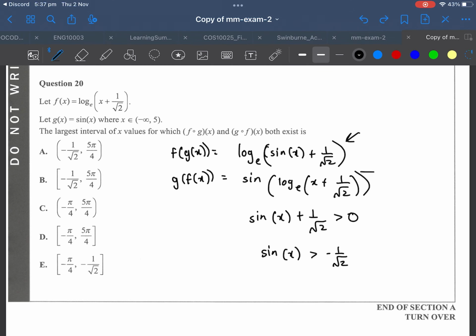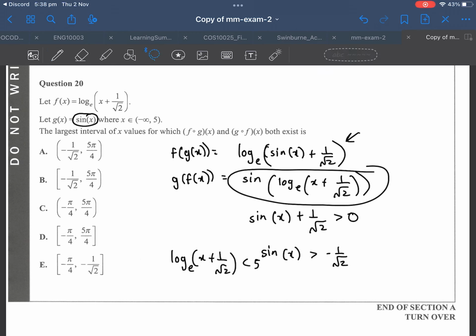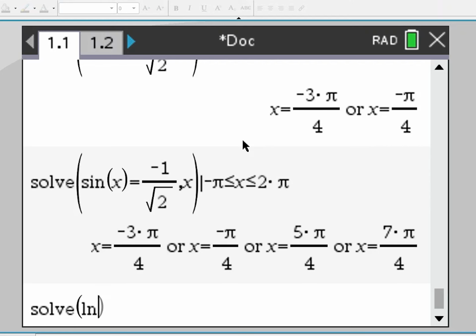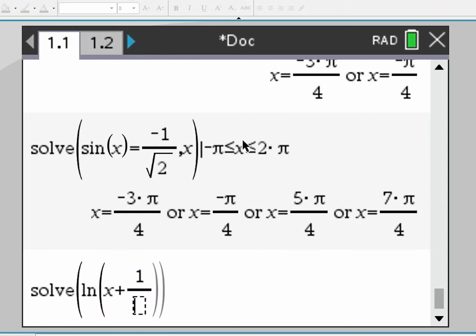Now coming back, we can see that we have this function over here we can also work with. If I look carefully, they say that the domain has to be between negative infinity and 5, meaning that log base e of x plus 1 on 2 has to be less than 5, right? That is because x has to be less than 5, so since our x value over here is this whole thing, this is less than 5. So what happens if I solve for that? So log x plus 1 on square root of 2 has to be less than 5, comma x.